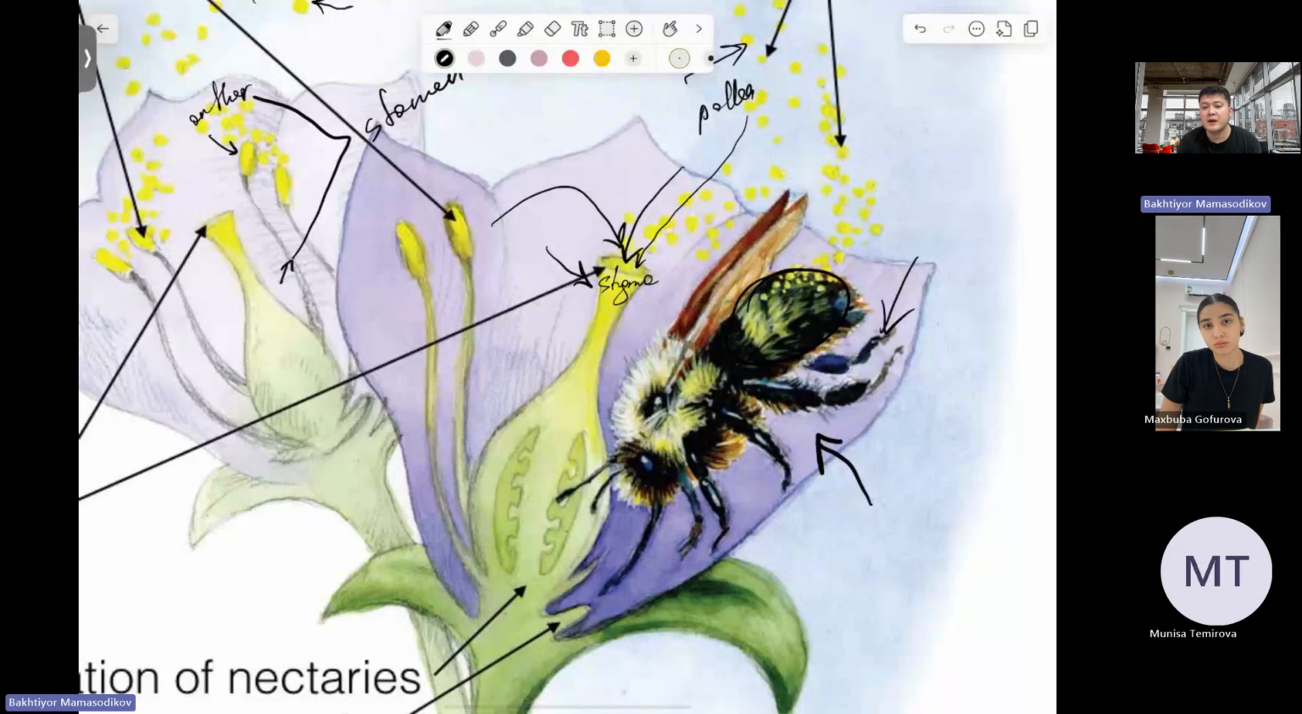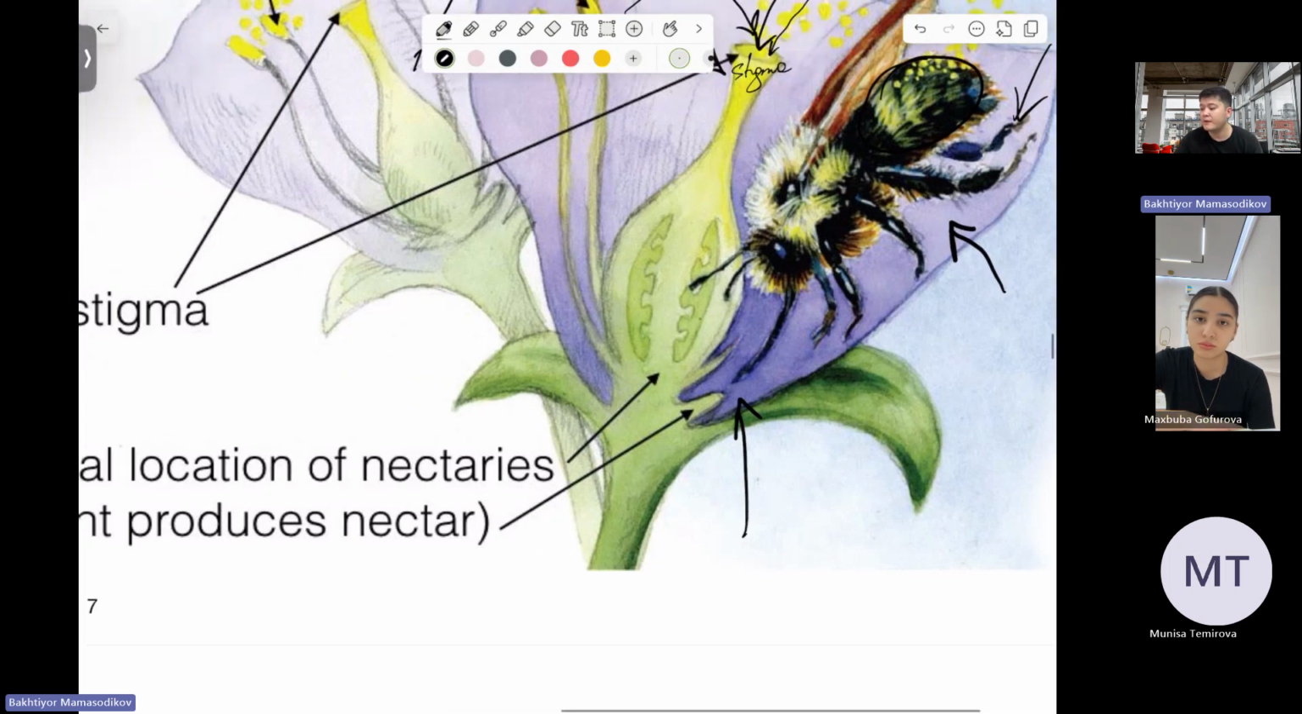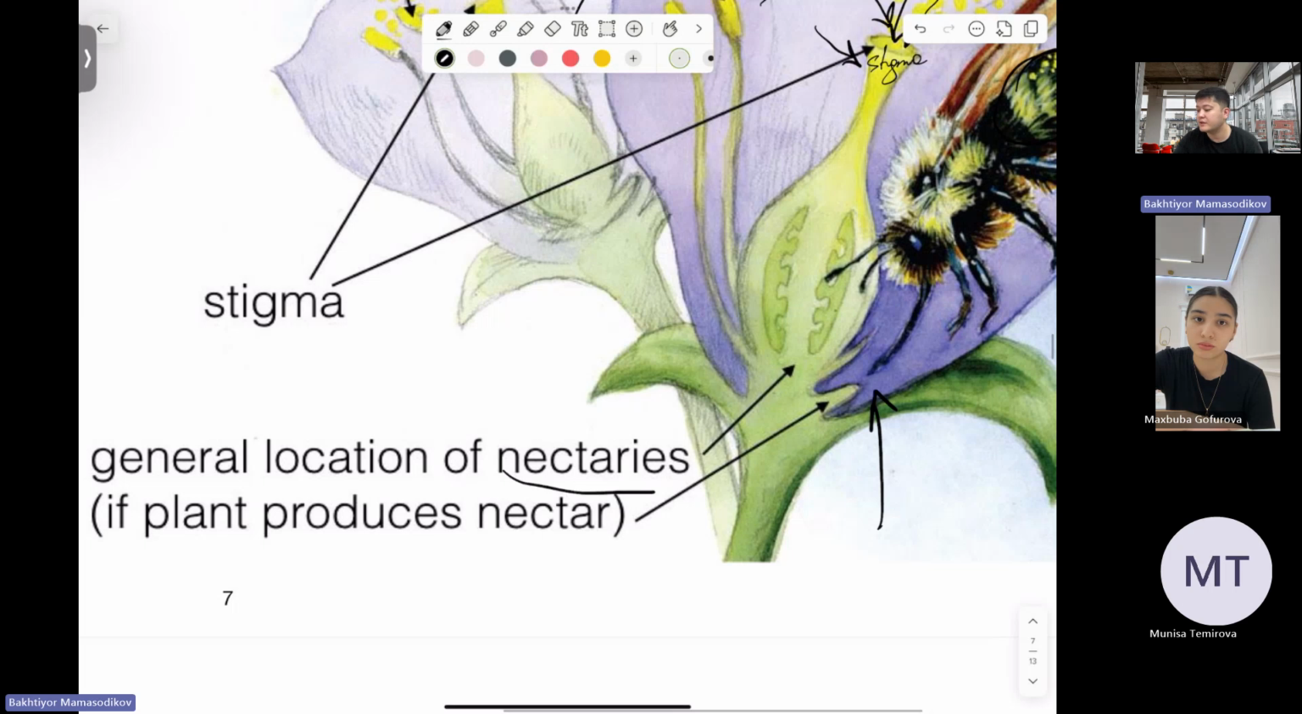Okay, the stigma, the tip of the female pistil, is sticky. It catches that pollen. Okay, the nectary at the flower base. In the flower base, there is a nectary. We call it nectar. The nectaries, as you can see, are at the general location at the base of the flower. Those nectaries at the flower base make the nectar.